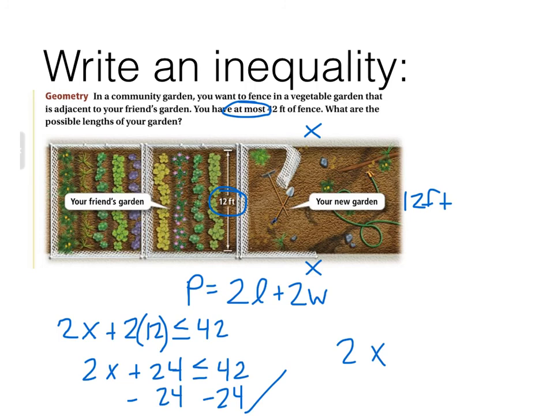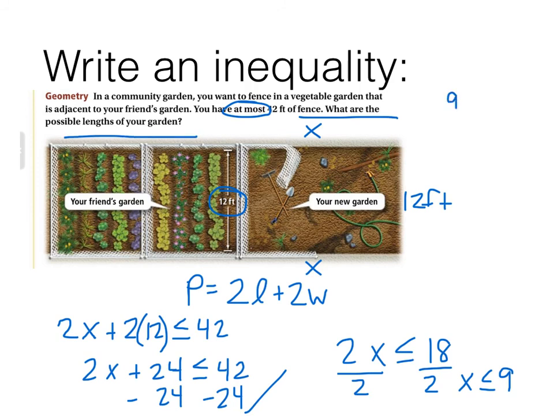is less than or equal to, is that 18? Sorry, it took me a second to subtract 42 minus 24. Depressing, I know. All right, divide. X is less than or equal to 9. Okay, so what are the possible lengths of your garden? 9 feet or less would be my answer.